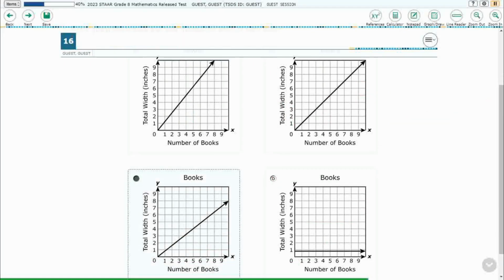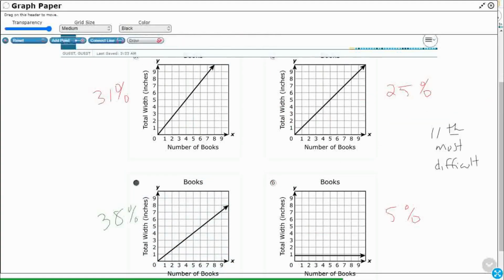Let's see how we did across the state of Texas. So this was the 11th most difficult, right? We did get 38% of our students getting it right, but look, we almost had an equal amount getting that A right. So remember our slope for this particular problem was 4/5, which means we had an x of 5, a y of 4, because remember it is the change in y over the change in x. That's kind of the confusing thing.